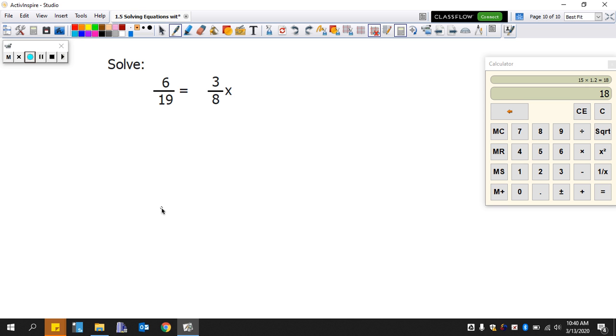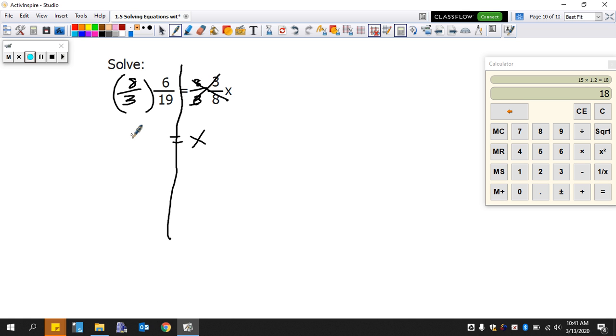All right. The last example is 6/19 is equal to 3/8 times x. Multiplying, the opposite of multiplying is dividing, or multiply by the reciprocal. So times 8 over 3, times 8 over 3, and that leaves us with x.